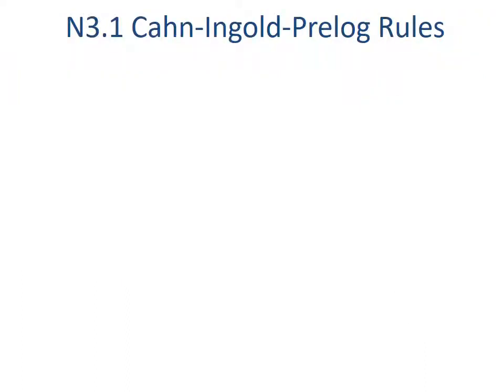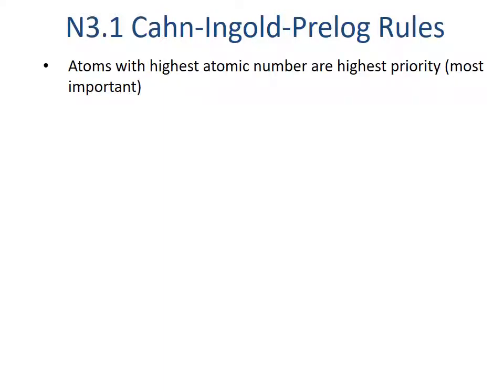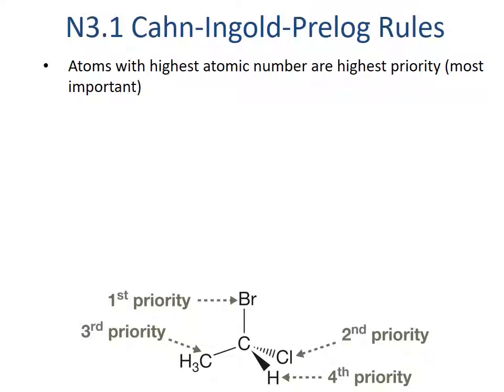In order to give an absolute name for each configuration of atoms, we need a systematic way of ranking their priority, which is another way of saying their importance. The rules for assigning priority are called the Cahn-Ingold-Prelog rules. The main rule is pretty simple, that the higher the atomic number, the higher the priority. You can see that pretty clearly here, where bromine is more important than chlorine, which is more important than carbon, etc. Everything else is pretty much just breaking ties.